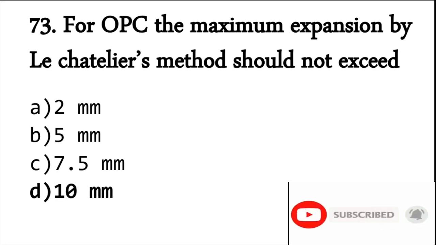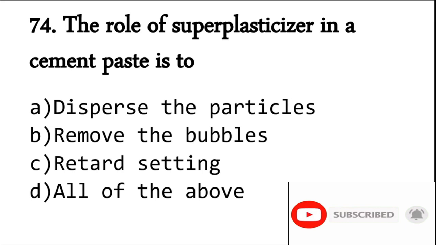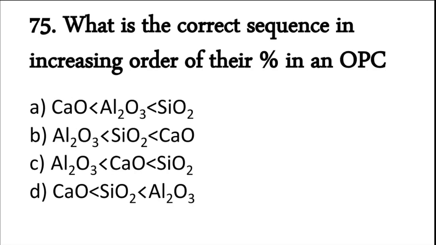Okay, the role of superplasticizer in cement paste is to disperse the particles. A is the correct answer. Okay. Next is, which is the correct sequence in increasing order of their ordinary Portland cement percentage? So B is the correct answer. Dicalcium oxide has the least percentage, then comes silica oxide, then comes lime, CaO. So B is the correct answer.